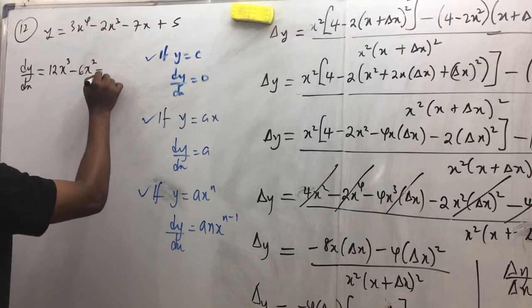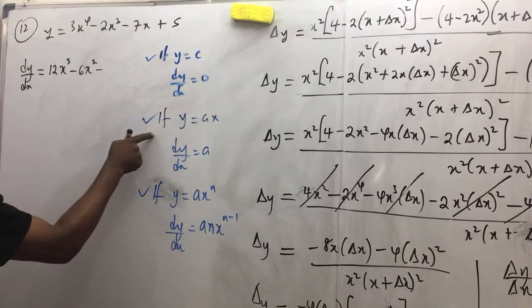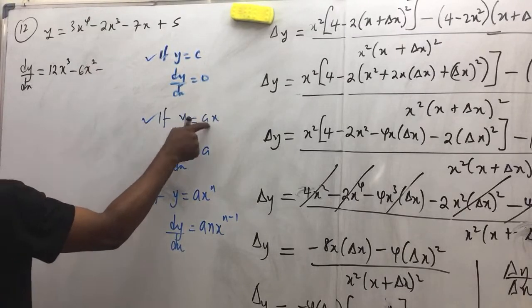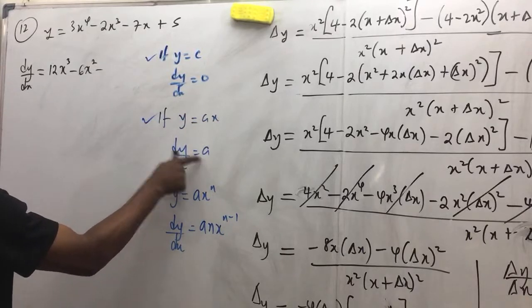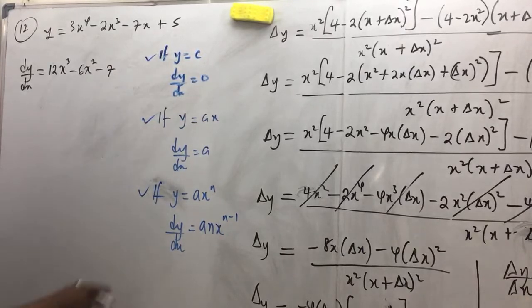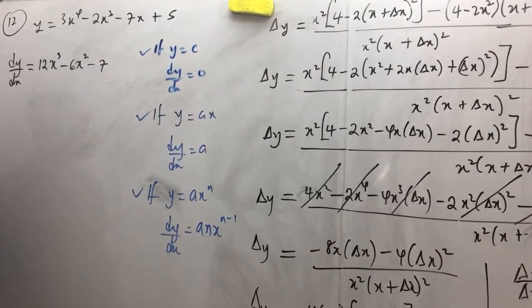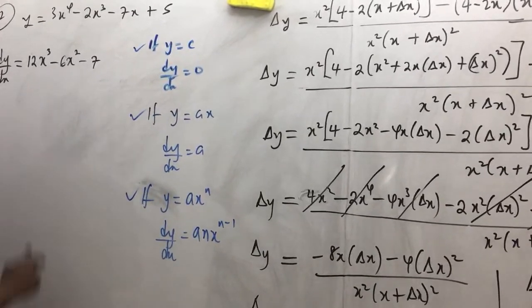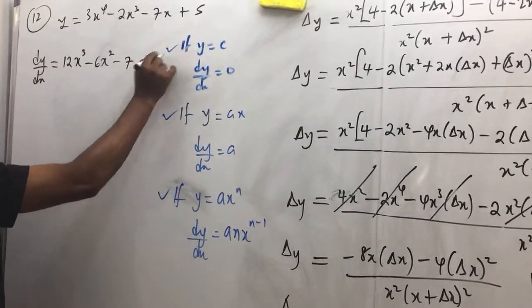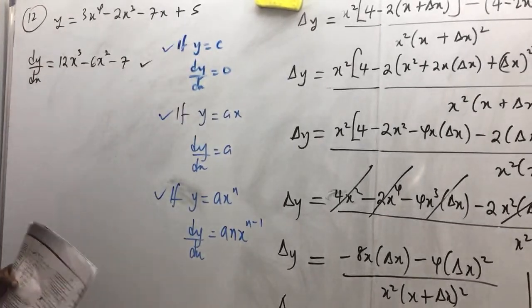Then, this is differentiating with the second rule here. When y is equal to ax, the dy/dx is the coefficient a. So this will give me 7. And differentiating 5: 5 is a constant. Differentiating 5 gives you 0. So once you differentiate this function, your result will be this. It is as simple as that.